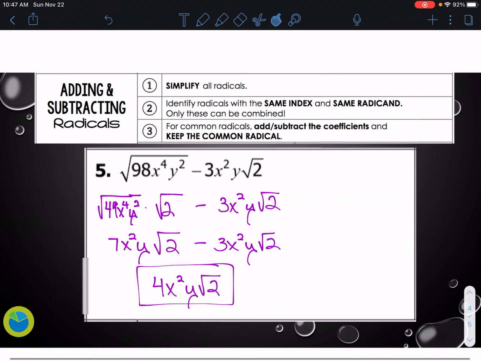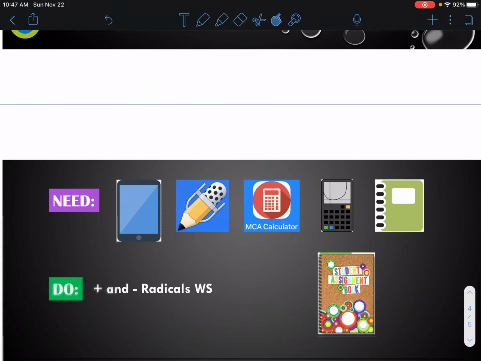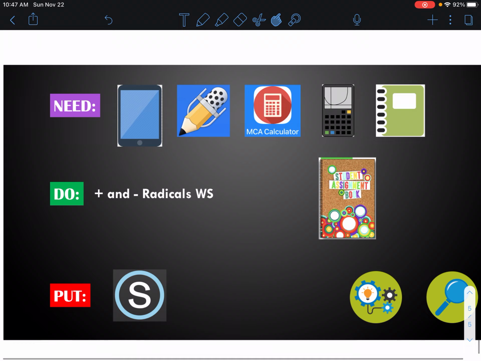Okay. This is adding and subtracting radicals. Hopefully this makes some sense. Your assignment is to do that, add and subtract radicals. There's only 6 problems. Make sure you get that done. Don't forget to write this in your planner, your student assignment book for today's date.